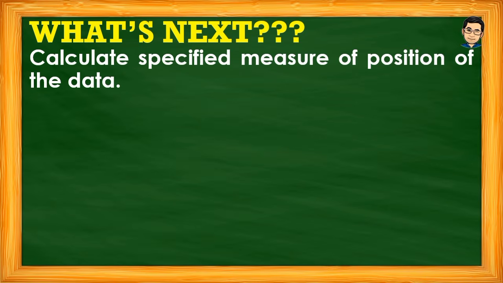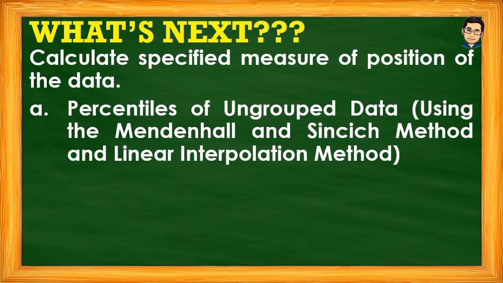For the next video lesson, ito na po yung last na type for measures of position, which is percentiles. So ayan. Ganun pa rin naman yung cycle natin. Una nating i-discuss kung paano ang paggamit ng Mendenhall and Sincich method, and then linear interpolation method. So, tandaan, pag Mendenhall ang ginagamit natin, usually ini-estimate lang natin yung value, kung ano man yung kinukuha natin for measures of position. Pero kapag linear interpolation method na ang ginagamit natin, exact position na po, exact value na ang kanyang ibinibigay.